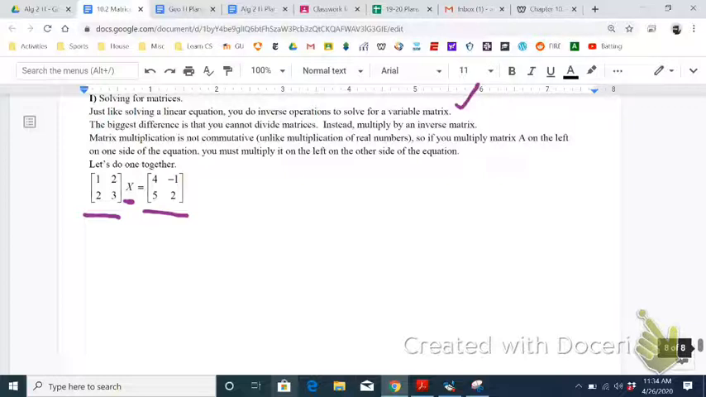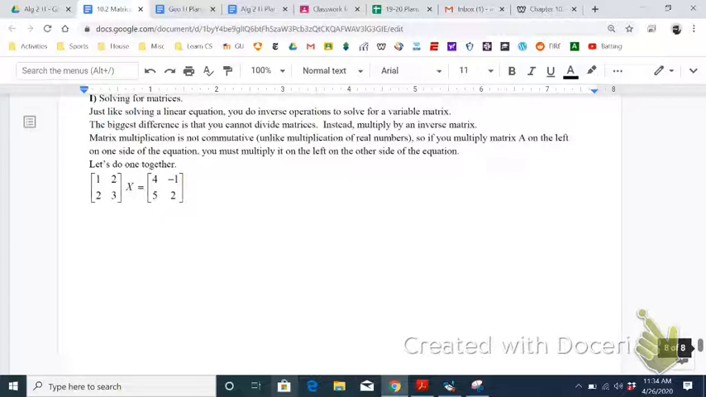The biggest difference is that you can't divide matrices, you have to multiply by the inverse. And you have to pay attention to the order. So if you multiply a matrix on the left-hand side of one equation, you must multiply it on the left-hand side of another equation. So let's see how we can figure out what matrix X is.